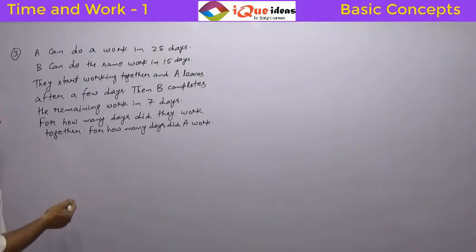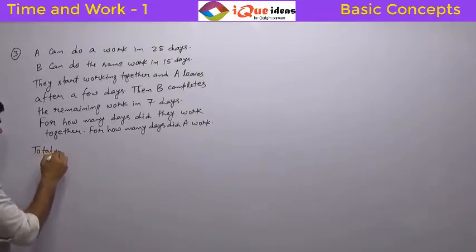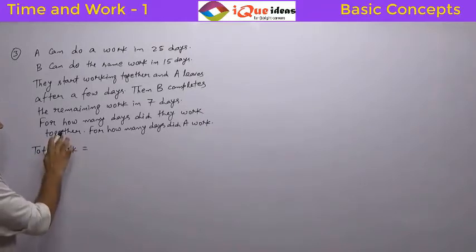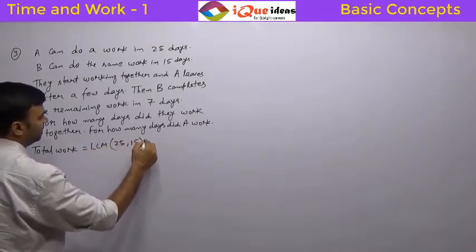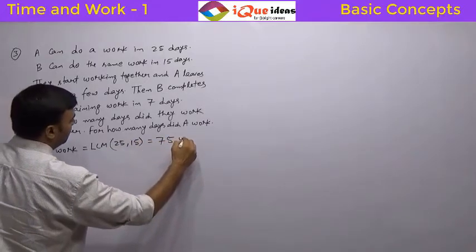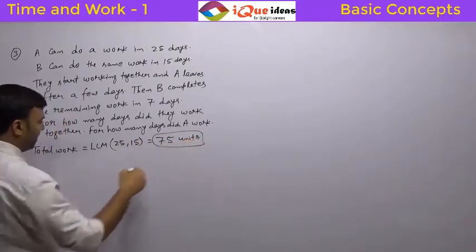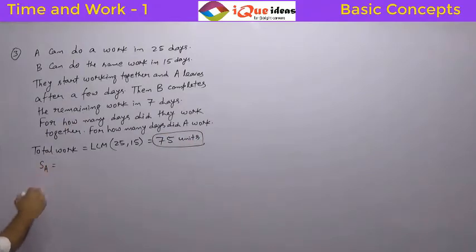So what should we do? Same, we follow the LCM method. Let's assume the total work to be the LCM of the times, that is 25 and 15, which is 75, and let's call them units. That means the speed of A can be calculated straight away.